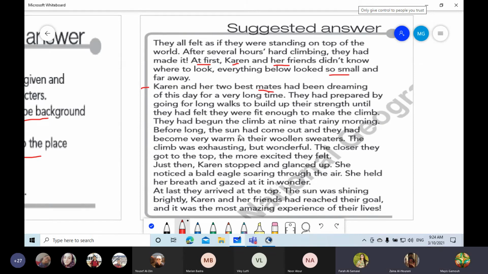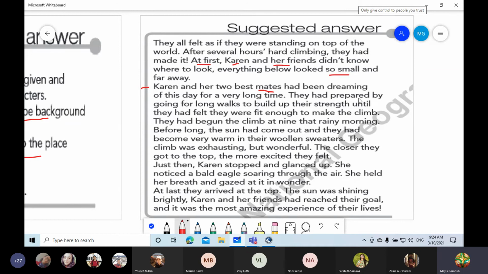It's like friends. Yes, her friends, her colleagues, had been dreaming of this day, so it was a dream for them. It was a goal for them in order to reach that place by climbing.